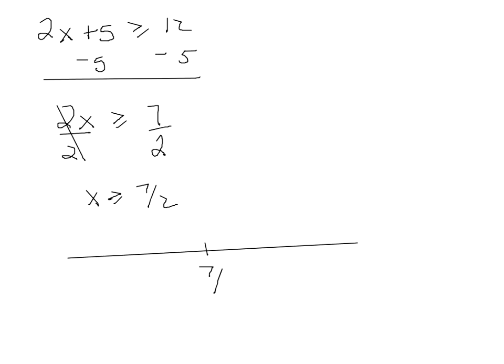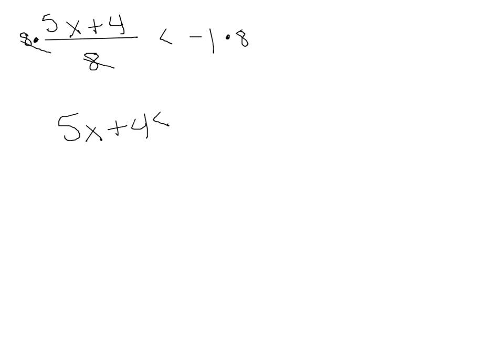So I find 7 halves on a number line. X is greater than that, so I color everything that's greater than 7 halves. This is an equality, so I put a circle on 7 halves. And so I put a bracket when I make the interval on 7 halves, and we go to infinity.